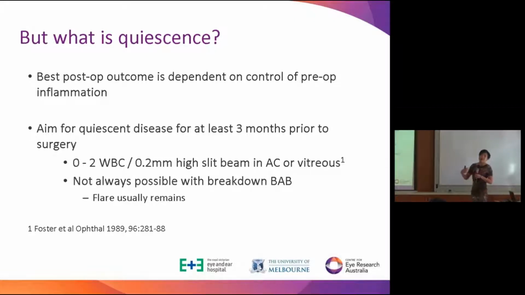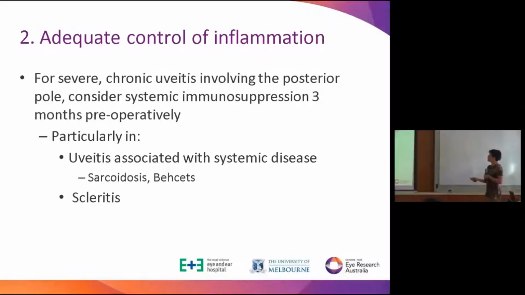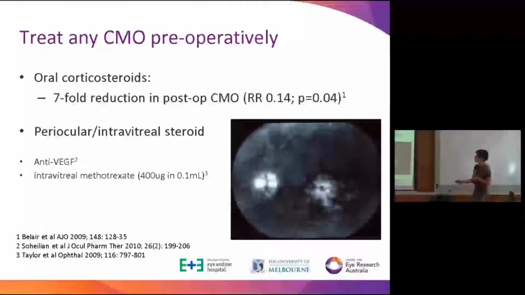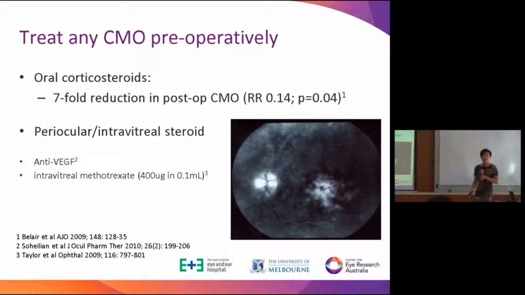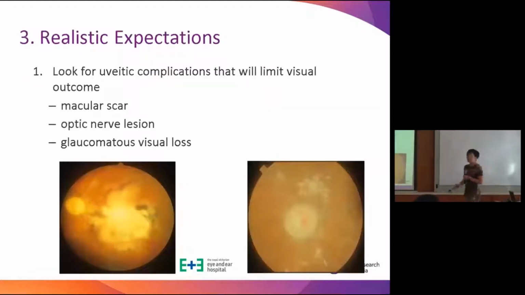Look, basically try and get no cells in the AC. Flare is inevitable in chronic disease. So essentially just aim to control it as best you possibly can, and also that applies to the cystoid macular edema. All right, control the inflammation, okay, particularly in those Behçet's patients. Consider systemic immunosuppression if they're not already on it for at least 3 or 6 months prior to planned surgery. Treat any cystoid pre-operatively. Get that under control and treat again at the time of surgery if the timing is right, okay.